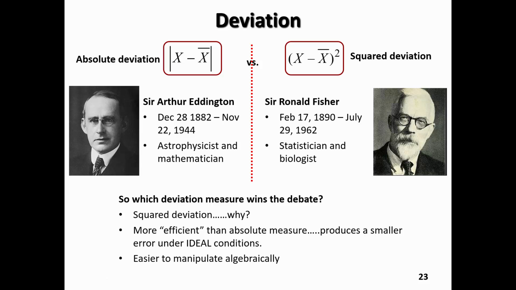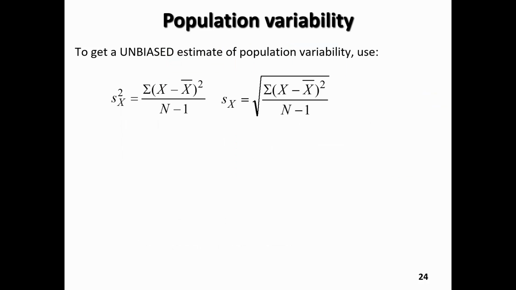And it tended to produce a smaller variability value under ideal conditions. The squared deviation approach was found to be easier to manipulate and to work with algebraically in subsequent steps, and as such, inferential statistics moving forward were developed and based upon the squared deviation method of addressing the zero-sum problem. And this led to the calculation of what's called the standard deviation.